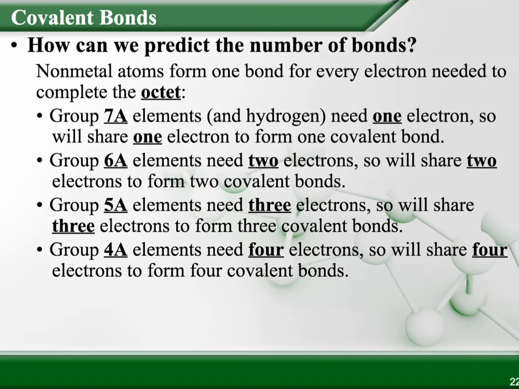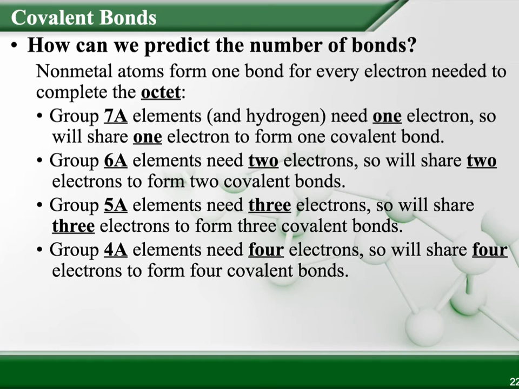Group 6A elements, however, need 2 to make 8. 6 plus 2 equals 8. So they're going to share 2 electrons and form 2 covalent bonds. Now they can do this as a double bond if they are bonding to one atom, or they can bond to 2 different atoms and have single bonds.